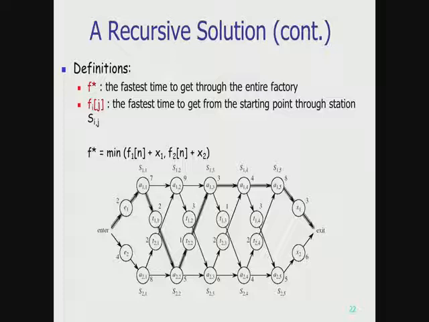Therefore, F star is very clear. F star is the minimum of the two terms, which is F1 of n plus x1, that is the time taken to exit from line 1, comma F2 of n plus x2, which is the time taken to exit from line 2. Therefore, this expression tells us that we need to compute F1 of n and F2 of n recursively.